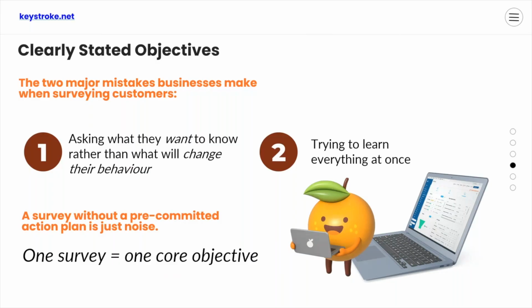Another example might be create accountability for customer experience across the different teams inside the business. Link survey results to specific departments, touch points, or roles. Those are the kinds of clear objectives.